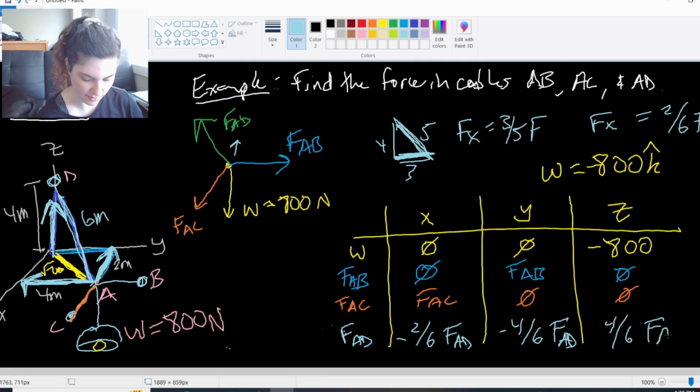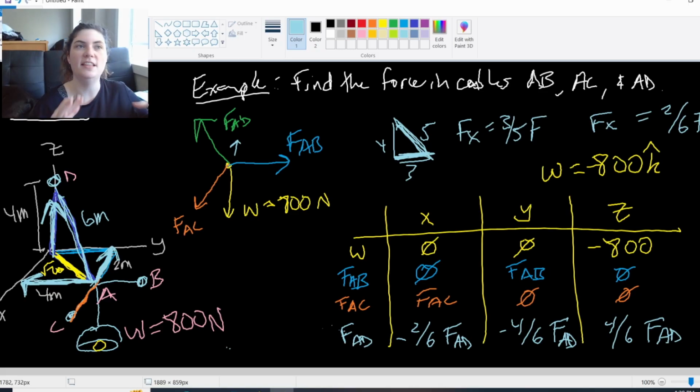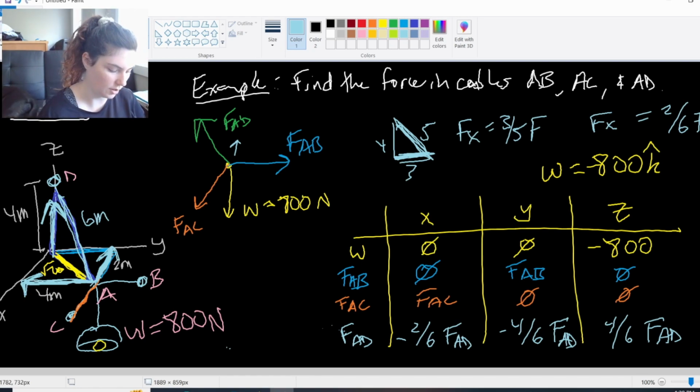4/6 FAD. Now, I mean, obviously you can simplify these, 2/6 and 4/6. 2/6 is just a third, right? You can simplify it that way. This is just to illustrate where those numbers are coming from, right? That it is the 2 I pulled from this guy here. My 2 is my x component, and my 6 is my overall length.